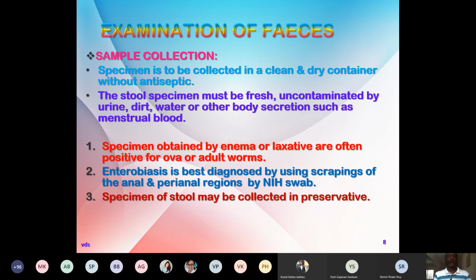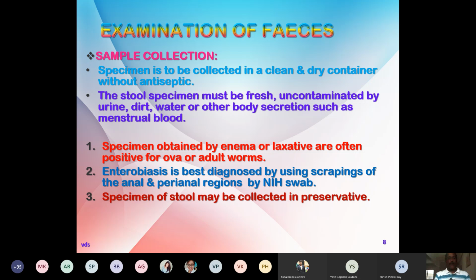And so, if you just collect the perianal swab, the adult worm as well as the eggs of Enterobius vermicularis may be isolated by the NIH swab. NIH swab, National Institute of Health swab, contains a cellophane attached at the end, which will be rubbed on the perianal region, and the eggs or parasite stick to the cellophane tape. So this is how the diagnosis of enterobiasis is done instead of collecting feces.